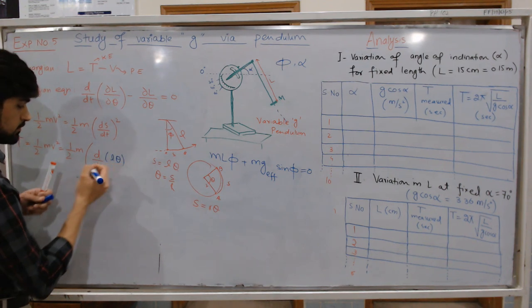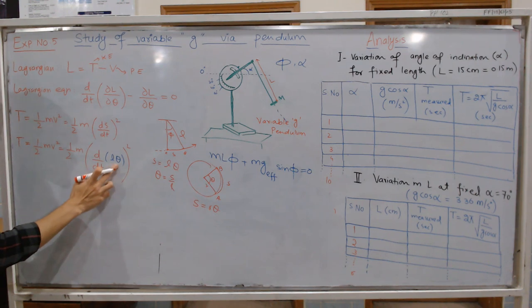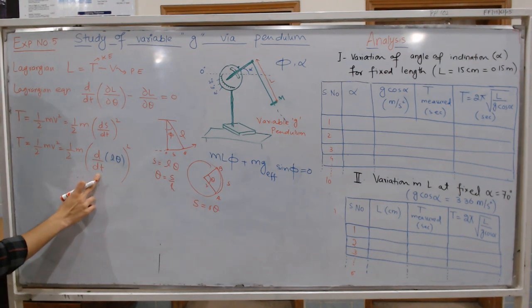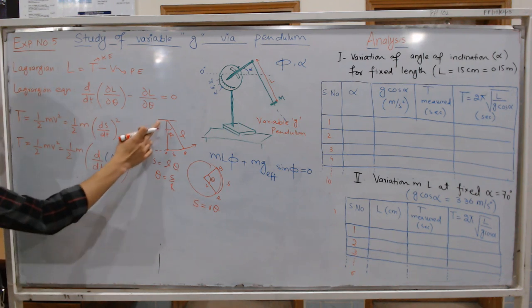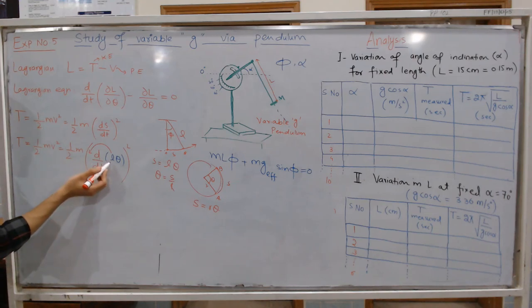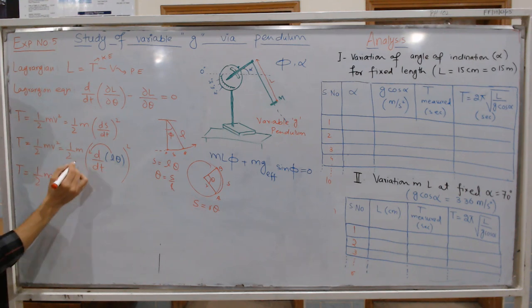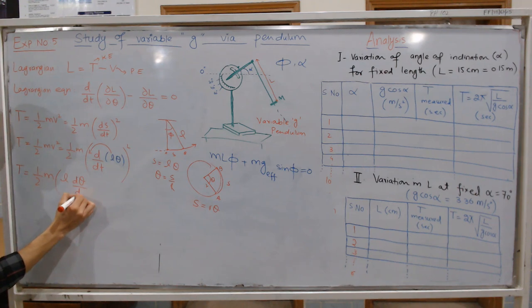L theta whole square. Now, theta is the angular displacement, so it depends on time t, and L is the constant. The length of the pendulum is constant, so I can take this L out. So the kinetic energy is equal to half m, L can be taken out, L square and d theta by dt whole square.